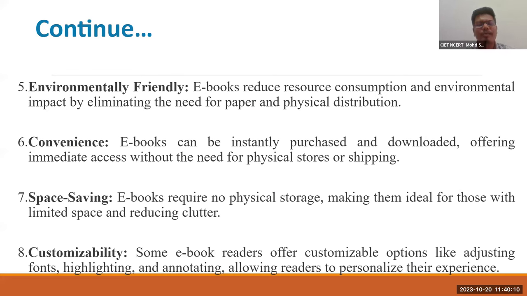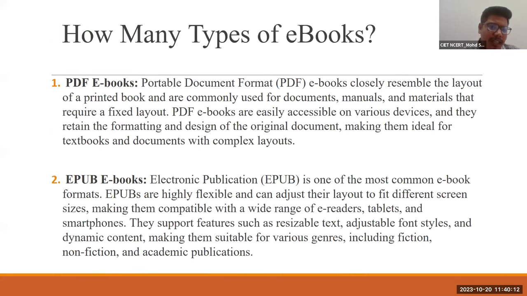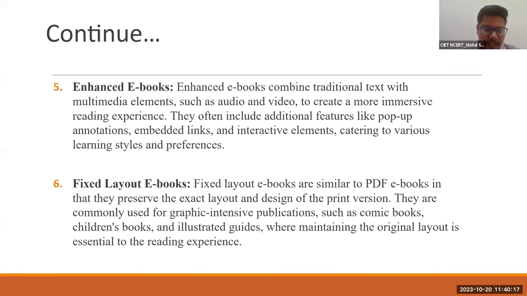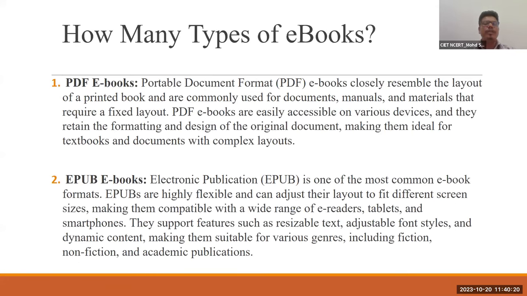The next slide is, how many types of ebooks? How many types of ebooks are we using? There are six types of ebooks. The first is PDF ebook. PDF stands for portable document format. PDF ebooks closely resemble the layout of a printed textbook and are commonly used for documents, manuals, and materials that require a fixed layout. PDF ebooks are easily accessible on various devices and they retain the conformity and design of the original documents, making them ideal for textbooks and documents with complex layouts.